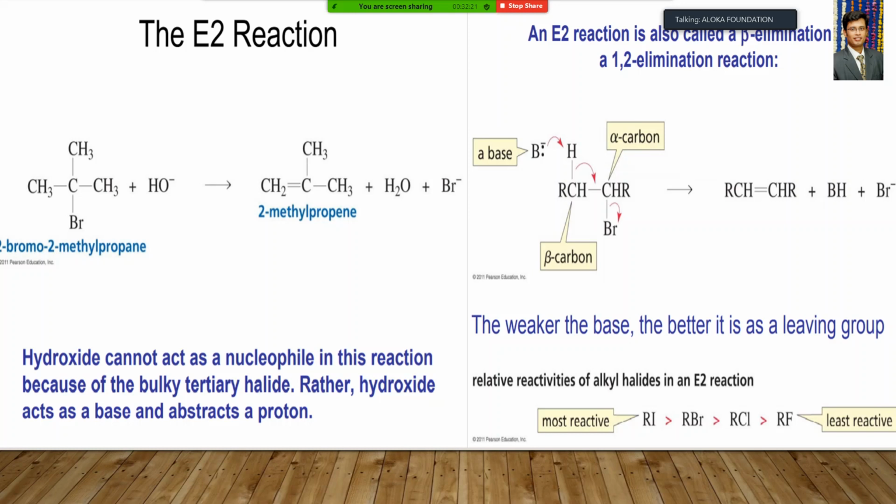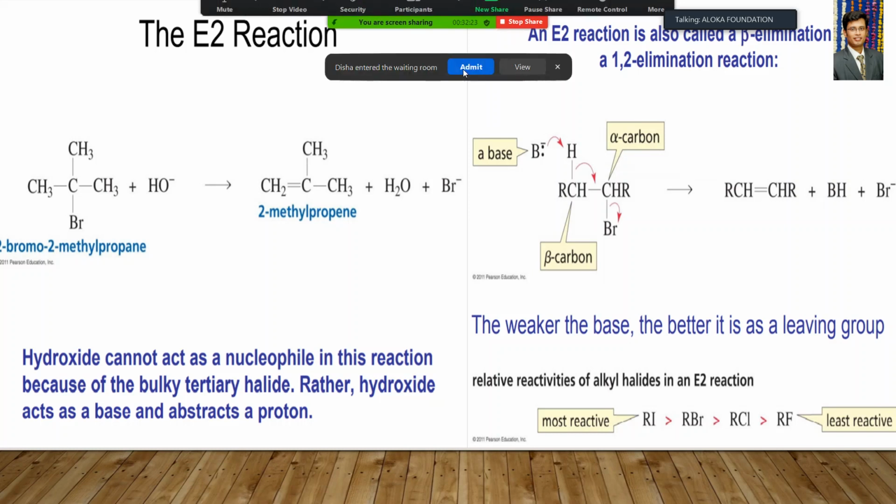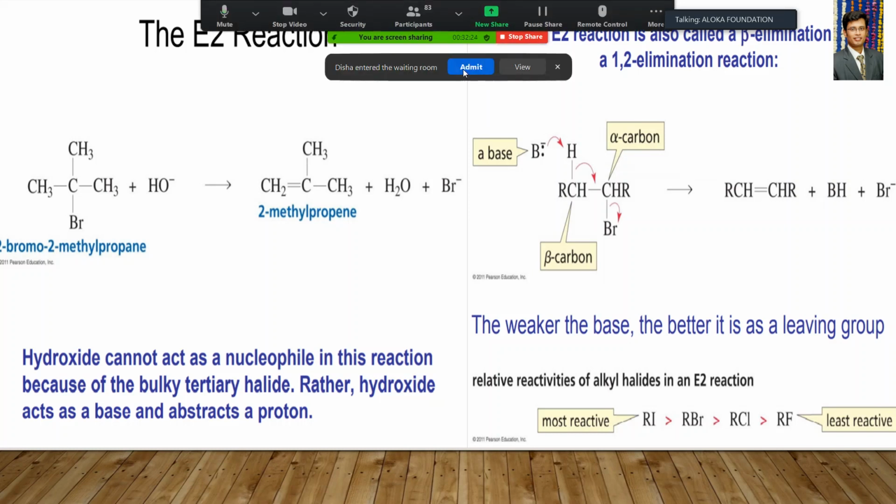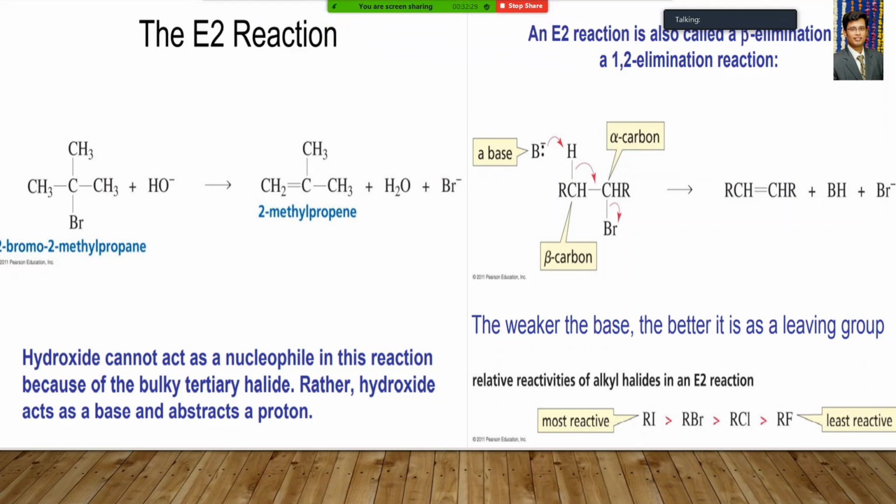In this case, hydroxide does not act as a nucleophile, because the tertiary halide is bulky; rather, hydroxide acts as a base and abstracts the proton. So if your base is strong in this reaction, rather than acting as a nucleophile, it acts as a base and abstracts the proton.